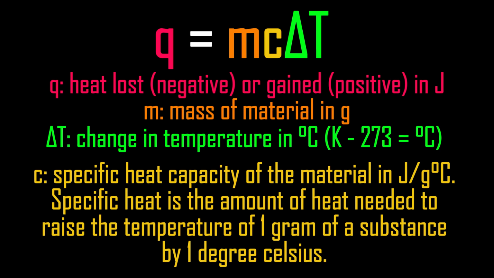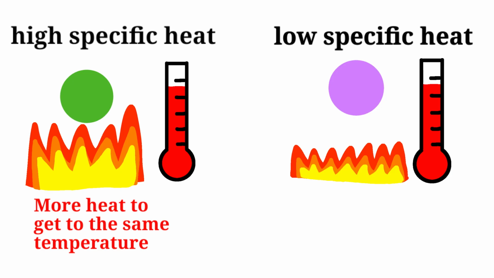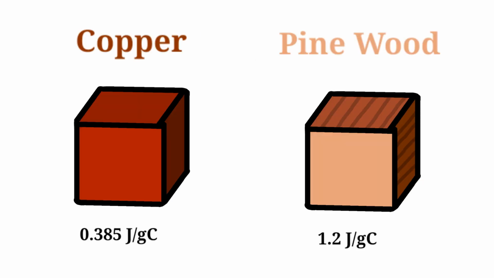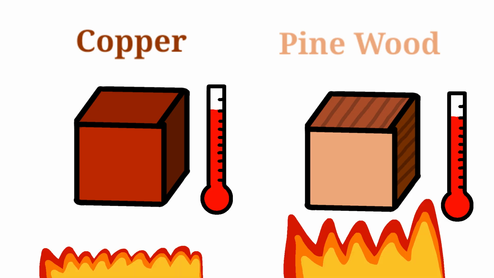Specific heat capacity is the amount of heat required to raise the temperature of 1 gram of a substance by 1 degree Celsius. Materials with a higher specific heat capacity will need more energy to heat up to a certain temperature. For example, copper's specific heat capacity is 0.385 joules per gram degree Celsius, and pine wood has a specific heat capacity of 1.2 joules per gram degree Celsius. Assuming you have the same mass of copper and pine wood, to heat them both up to the same temperature, the pine wood would need more heat, since it takes more heat energy to raise its temperature.